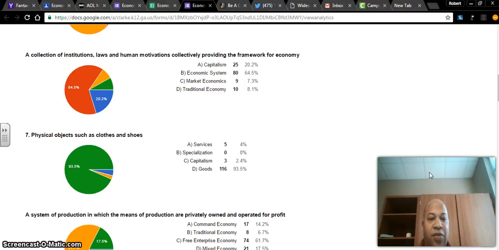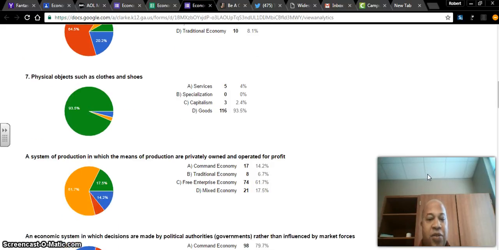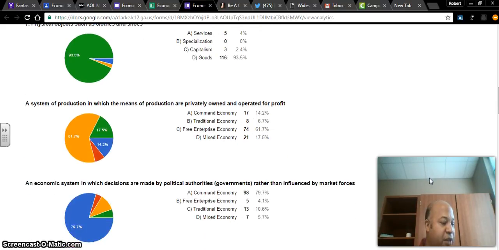Number 7, physical objects such as clothes and shoes are goods. We talked about that from people having their own projects, building their own products such as Nike, talking about those goods and services. A system of production in which means are privately owned. Privately owned means free enterprise. Remember, in Russia, before Russia now, there wasn't any private business, or China, it was a command economy, which basically the government decided what people needed and wanted, which led to scarcities, shortages, and in between, okay? So make sure you look at that again.